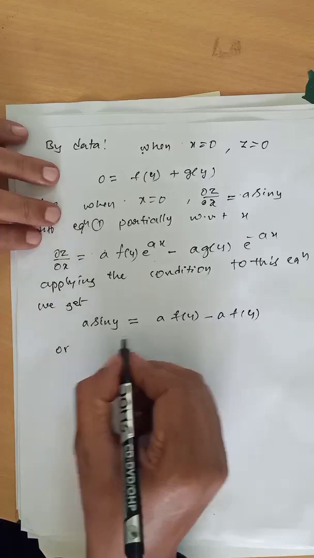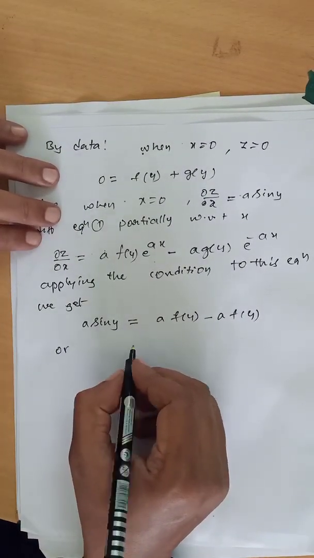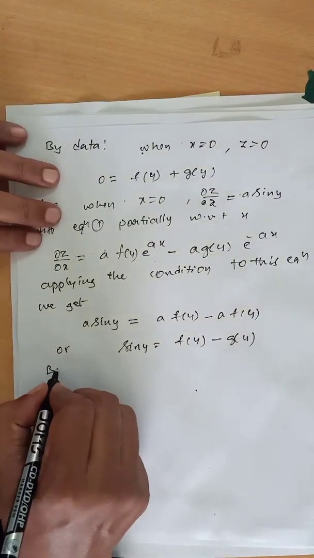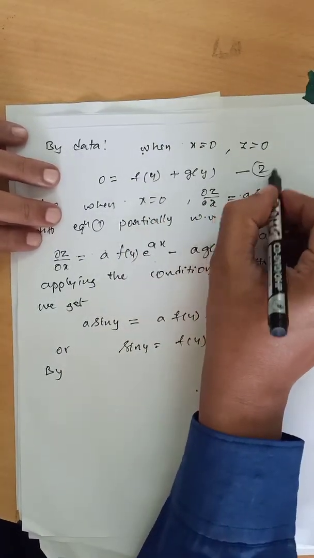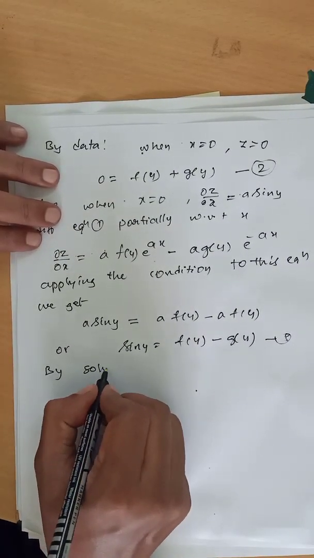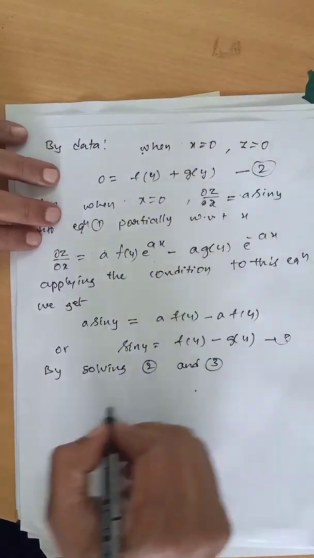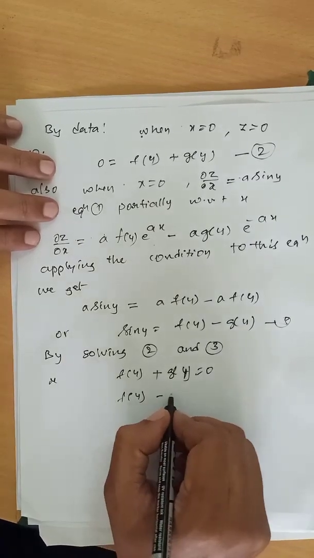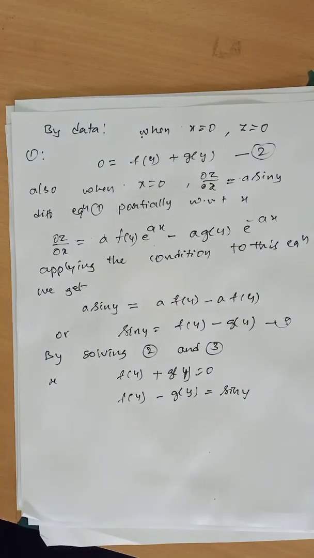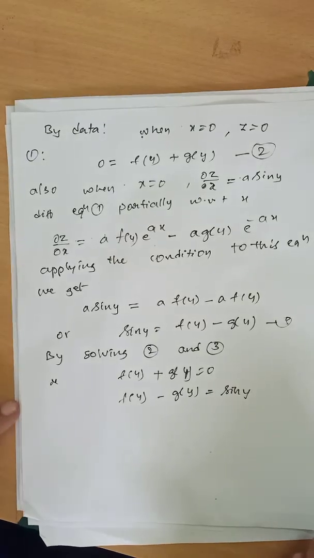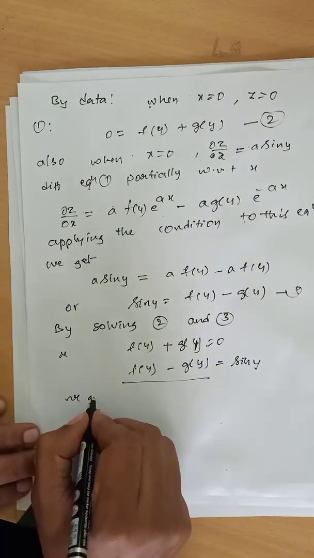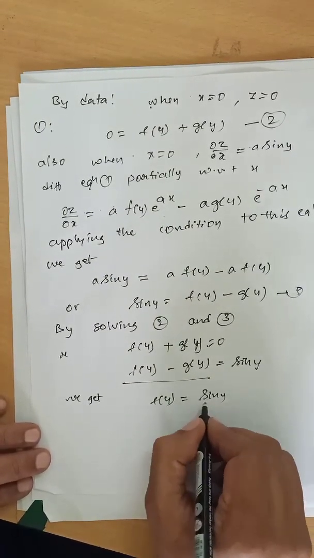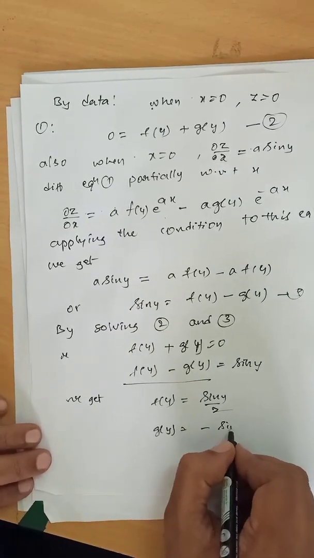Cancelling a, sin y = f(y) − g(y). By solving, we have equations 2 and 3: f(y) + g(y) = 0 and f(y) − g(y) = sin y. By adding and subtracting, we get f(y) = sin y / 2 and g(y) = −sin y / 2.